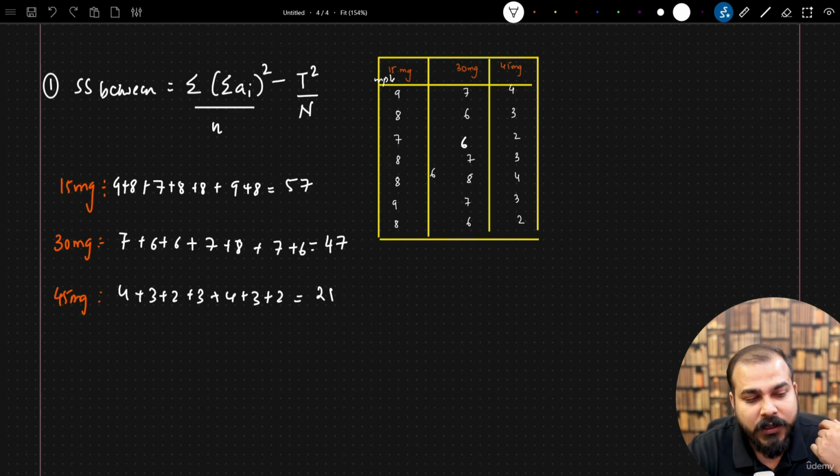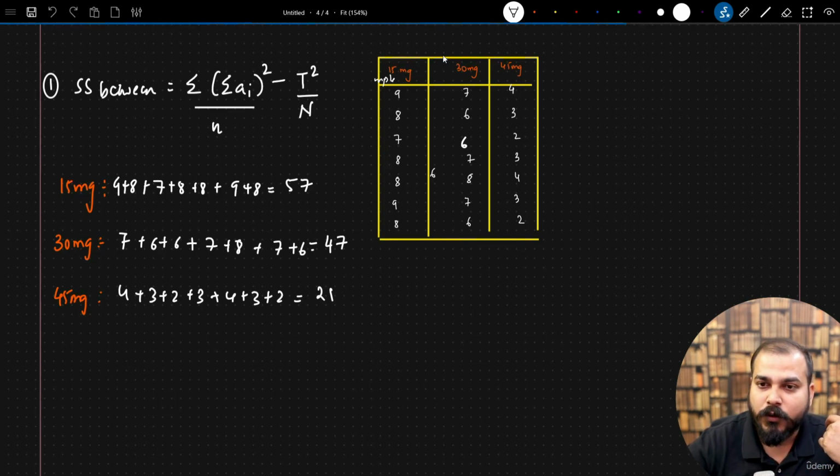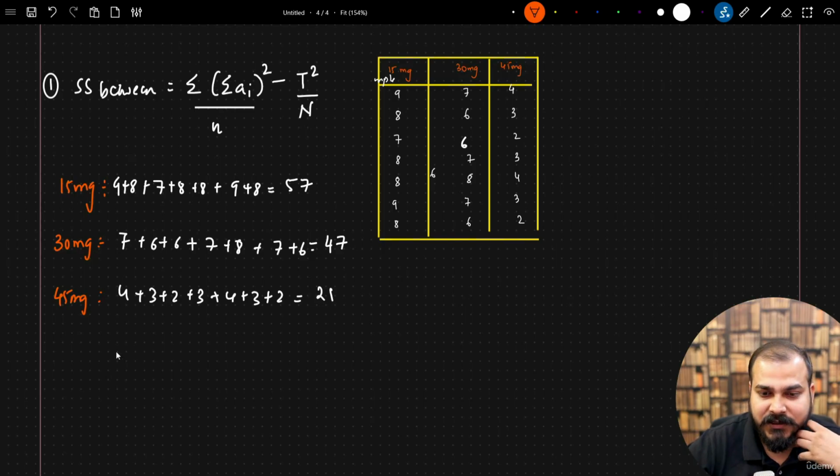Now the next step that we specifically do over here is that we write the summation of A_i whole square. So this will be nothing but 57 square plus 47 square plus 21 square divided by what is small n.